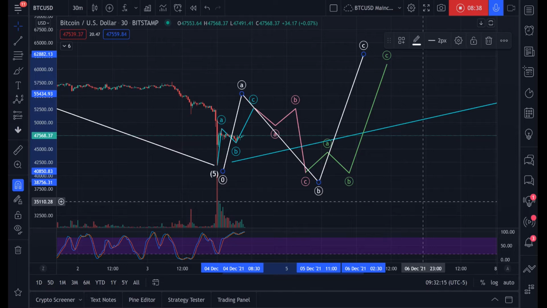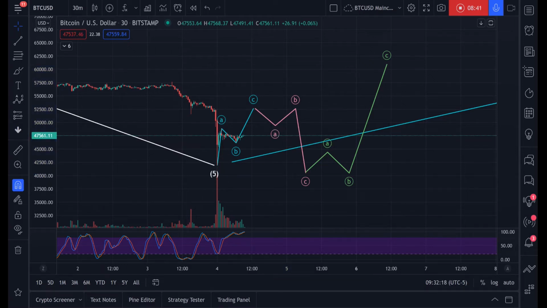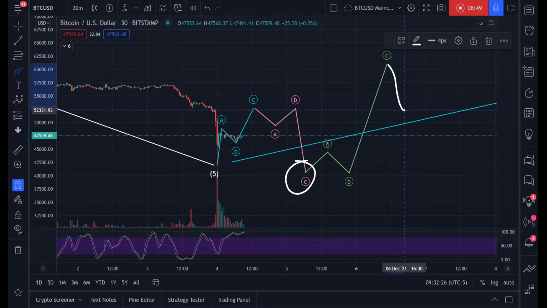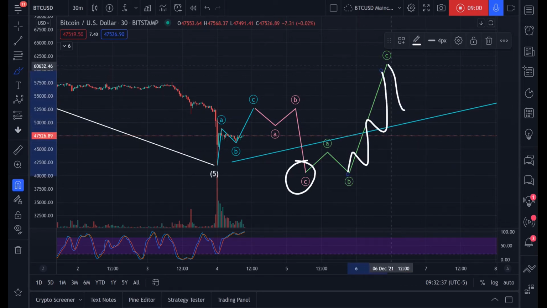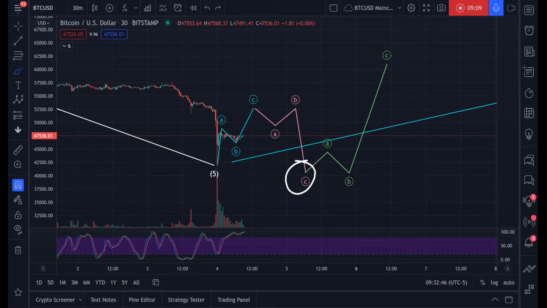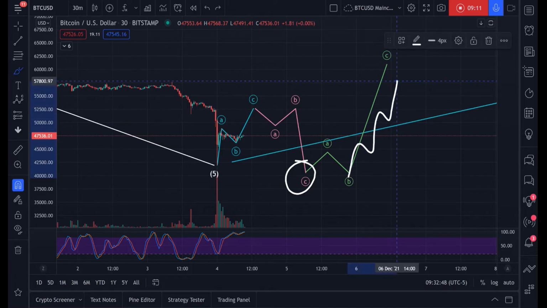And I personally, let me just erase this. I personally like to get in on these trades, like I said, either here or here, because we know that this is going to be an impulse of 5 waves, right? So if you're going to get 1, 2, 3, 4, 5, right? You're going to get 1, 2, 3. Let's just do that again. When I say it's going to be an impulse, I just basically mean it's going to be 5 waves, right? So after 5 waves, we get 3 waves down.